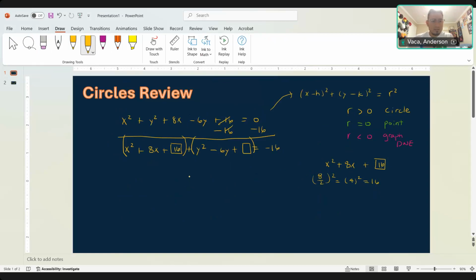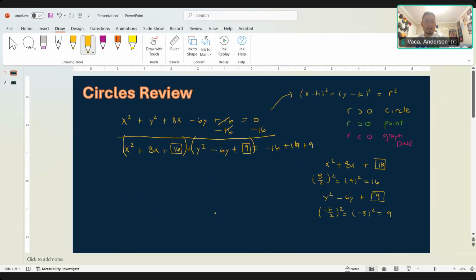But wait a minute, we just added 16 on this side. We must also add it on the other side. Okay? All right, let's complete the y square. Y squared minus 6y, and we need a number here that will complete the square. That is negative 6 divided by 2, which is negative 3 quantity squared, which is equal to 9. In this case, the number 9 will be the one that completes the square.